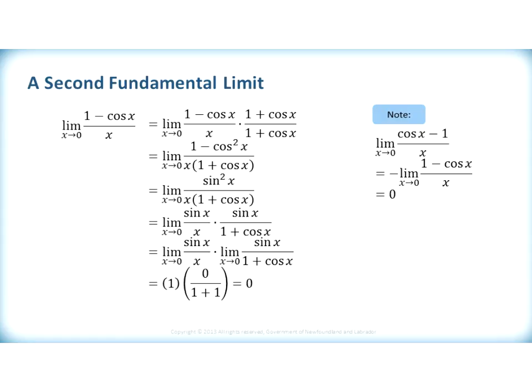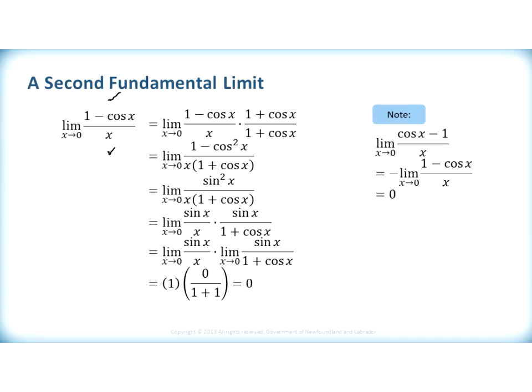The second really important fundamental limit with trigonometry is this one: the limit as x approaches 0 of 1 minus cosine of x divided by x. To evaluate this one, we do take an algebraic technique, because now we have that sine of x over x limit in our back pocket, so we can use that to help us out here.